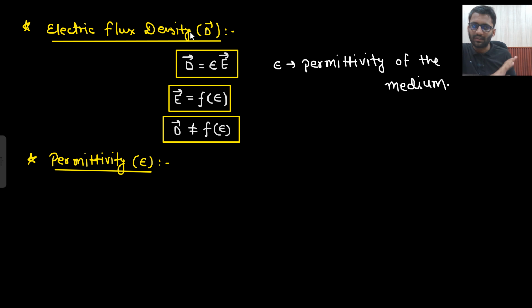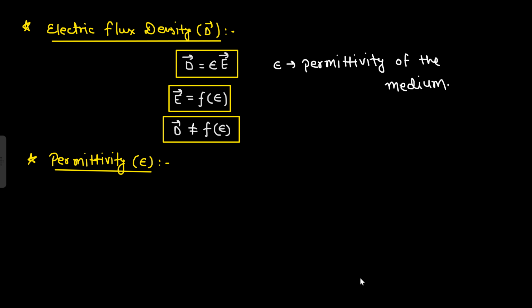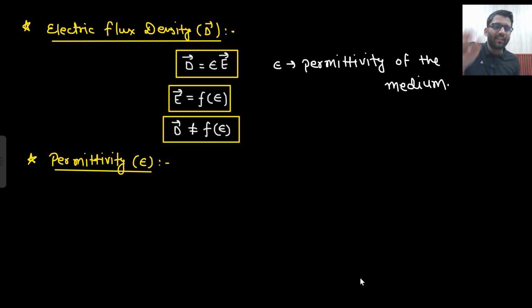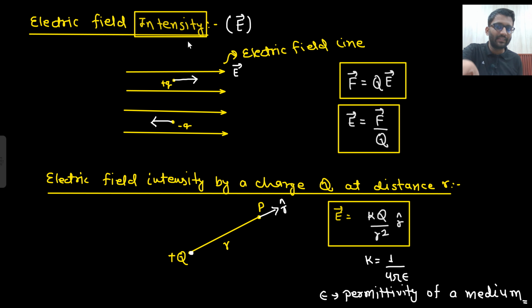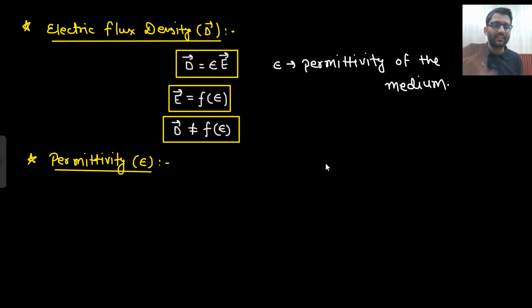Can you remember this thing? Okay, very simple thing. You just need to think that electric field is 1 by epsilon, so it is depending on epsilon. But your electric flux density does not depend on the medium, while your electric field intensity depends on the medium. There are two terms: electric field intensity, and here the term is electric flux density. So D, if I say D, that means electric flux density.